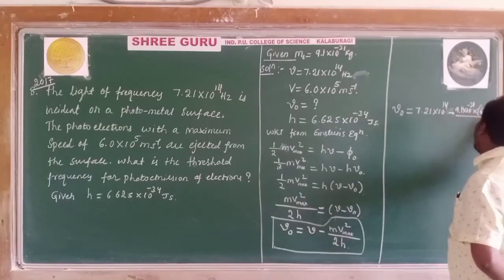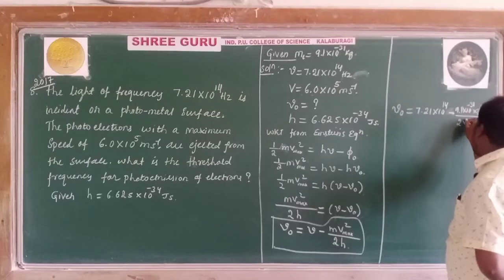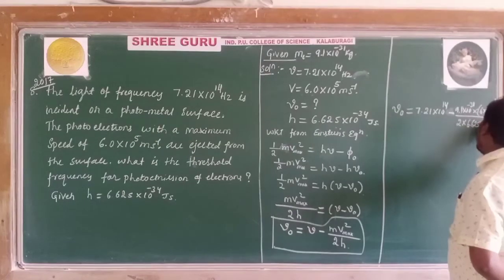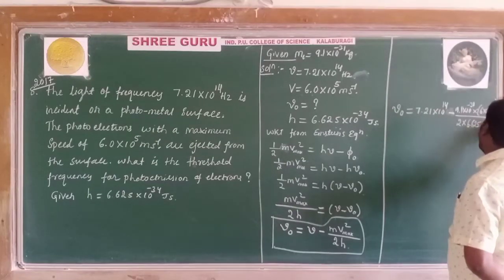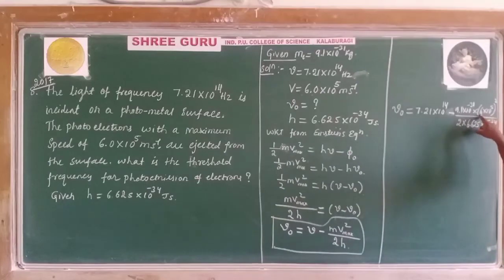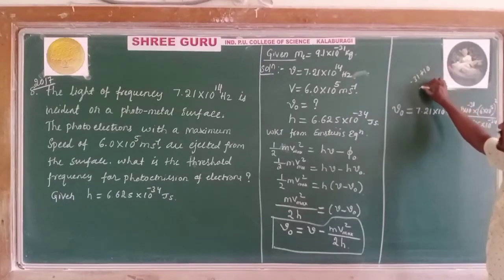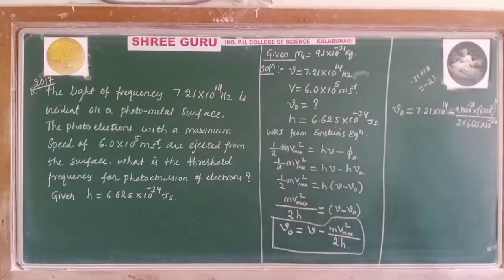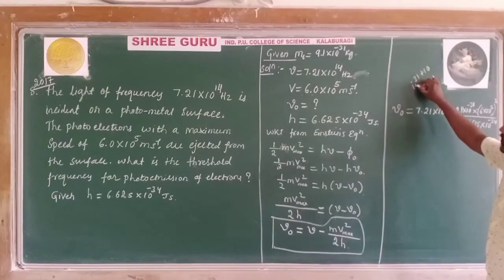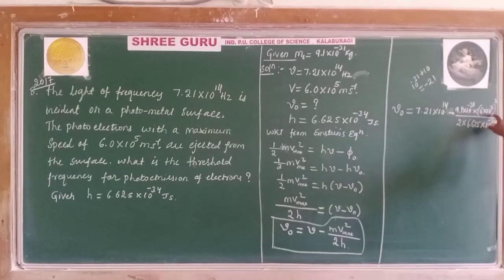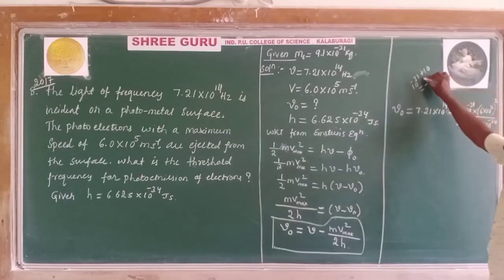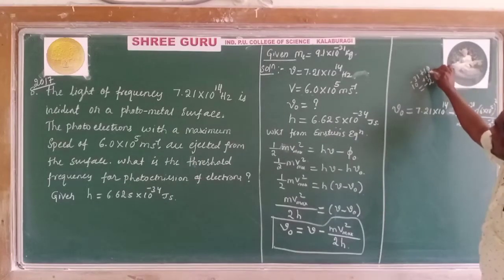square, whole divided by 2 times Planck's constant, that is 6.625 into 10 raised to minus 34. 6 square means 36. 10 to the power 5 square means 10 to the power 10. Minus 31 plus 10, it is minus 21. Numerator power value is 10 raised to minus 31, and here is 10 to the power 5 square means, that is 10 to the power 10.